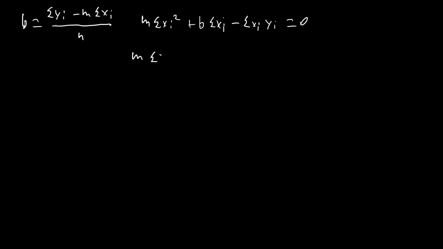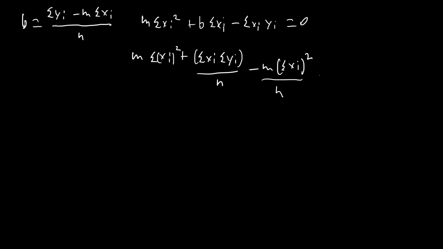M times the sum of xi squared plus b times, we're going to replace b right here. So we're going to have sum xi sum yi over n minus m sum xi squared all over n. And then we're also going to have minus sum xi yi equals 0.